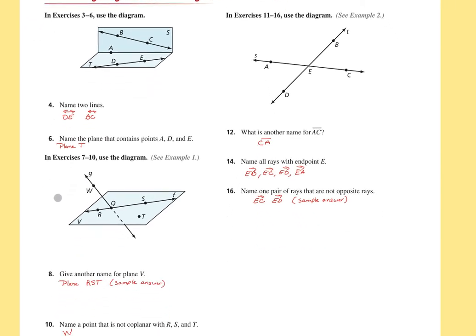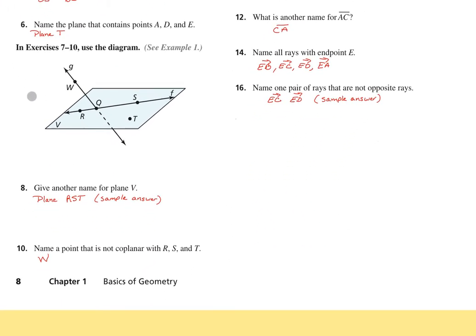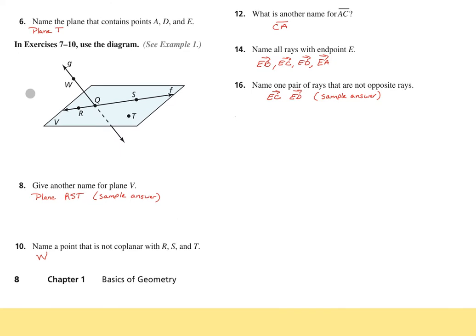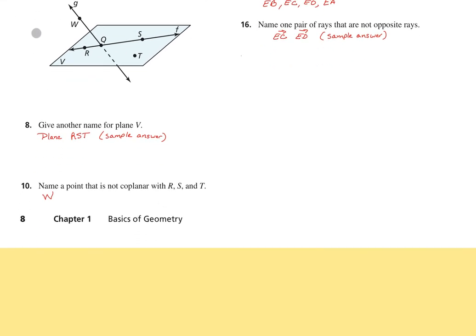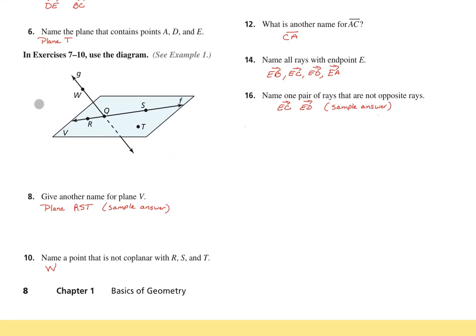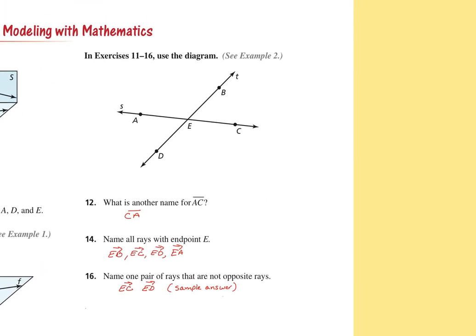8, I'm going to work my way down. Plane RST is just an example. So it had to be any 3 non-collinear points. Okay, pretty much anything involving T would have made it non-collinear. So RQT, QST, any of those would have been a good name. Has to be non-collinear. Couldn't be RQS. Number 10, name a point that's not coplanar, and that's W. Back up to the diagram on the top.